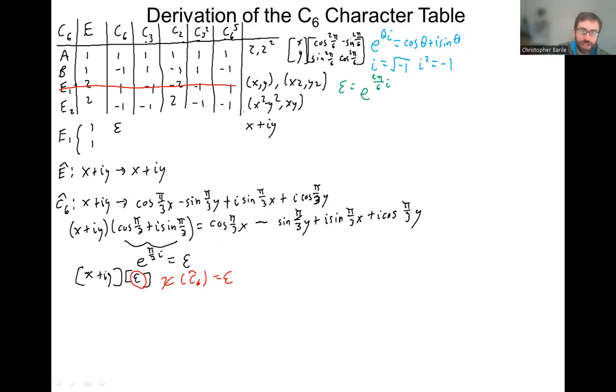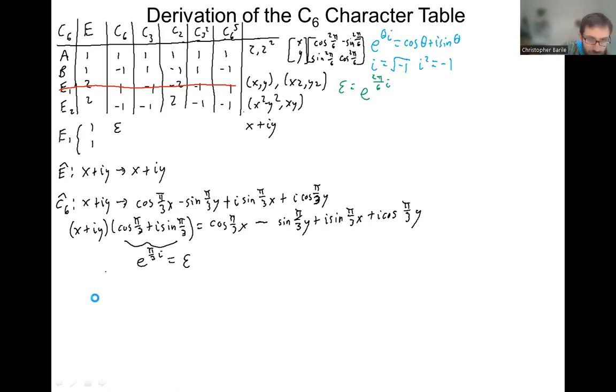And now if we go to the next one, it's C3. And for C3, well, what's going to change here? We still have this rotation matrix, but now it's not 2 pi over 6. It's going to be 4 pi over 6 or 2 pi over 3. So we're going to get twos on all these pis. At the end, we're going to get that our value here is 2 pi over 3. And so let's not redefine epsilon here, but our character is going to end up being e to the 2 pi over 3 i.